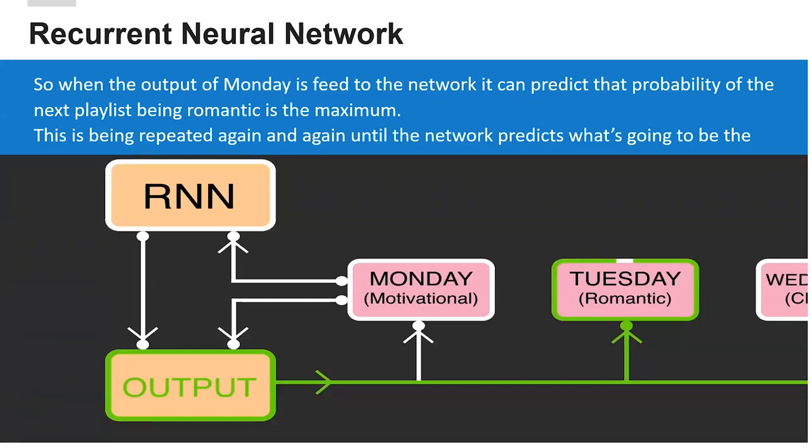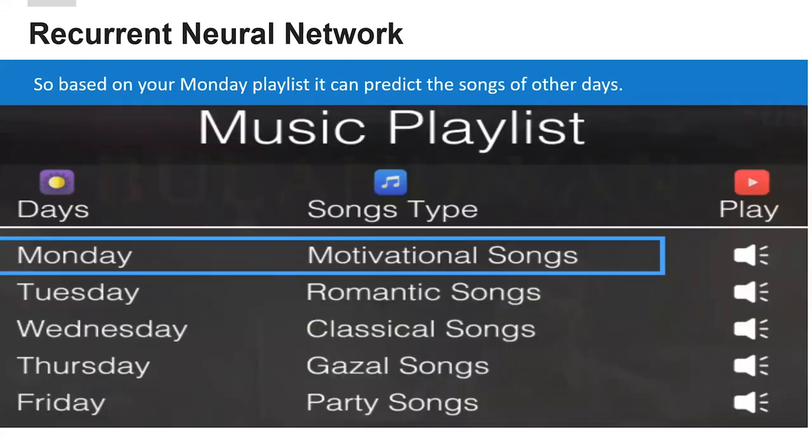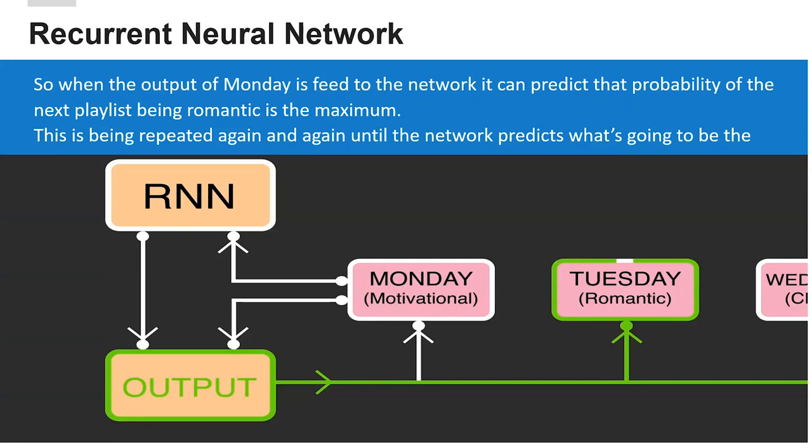Right? So for a recurrent neural network, if I'm still in the Spotify example, you can see that as you feed in data for, say, Monday to the network, it can predict that the probability of the next playlist being romantic is the maximum, right? So it might happen that this is not only Monday and Tuesday, it can be on a time-to-time basis. Say, for example, my general schedule is I hit the gym generally at 5:30 in the morning, okay? And then I come back home and take a shower, and when I'm showering, I listen to some romantic songs, or some English songs, my favorite singers, or music directors, whatever I can say.